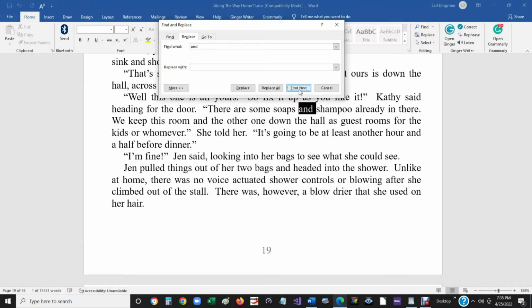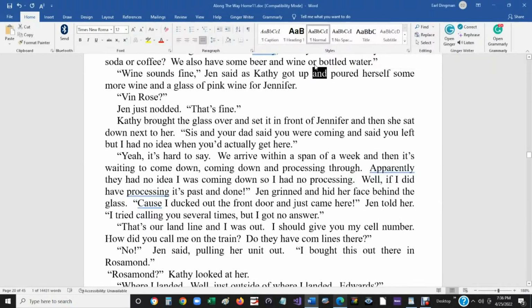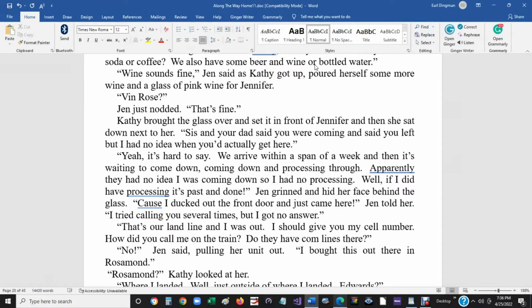"Soaps and shampoo" is good. That's a list. You put an and in the list. And if you only have two items, you don't necessarily use a comma. The comma in a list is the Oxford comma. And there are such things as compounds. Toast and butter is a compound. Peanut butter and jelly is a compound. "Wine sounds fine, Jen said, as Kathy got up and poured herself some more wine and a glass of pink wine for Jennifer."